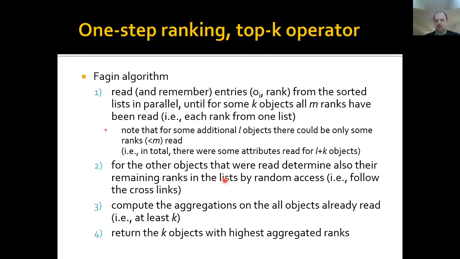So we get all the ranks for at least k objects. We have k objects with all of their ranks, and for some of them we have only seen a few. For these, where we saw just a few, we determine the rest. That's the second step. And then it's very easy. Then we have enough data to compute the aggregations. So we compute the aggregations, sort what we have already determined, and return the top k objects.